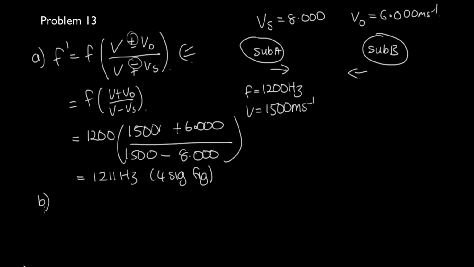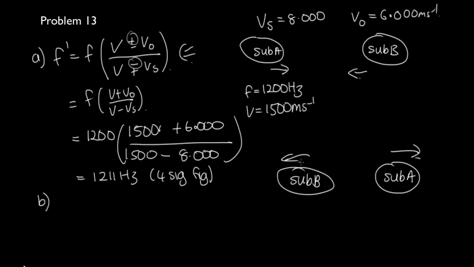Now in part B, we're told that after passing and narrowly missing each other, so here's sub A, it continues travelling this direction, and here's sub B, it continues to move in this direction, and we're asked, now that they've passed each other, what frequency does B detect?